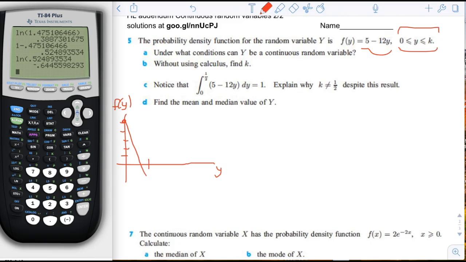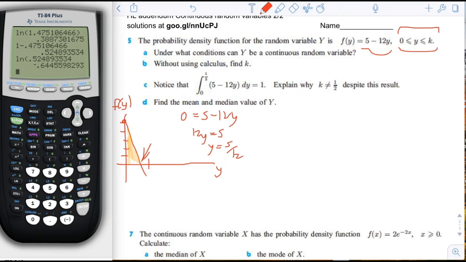And so if we want to figure out the area under this triangle, what we really need to do is figure out the x-intercept. And once we do that, we could just figure out the area of a triangle, right? So what is the x-intercept of 5 minus 12y? Basically that would be when f of y equals 0. So we would say 0 equals 5 minus 12y. 12y equals 5. Y equals 5 twelfths, right?